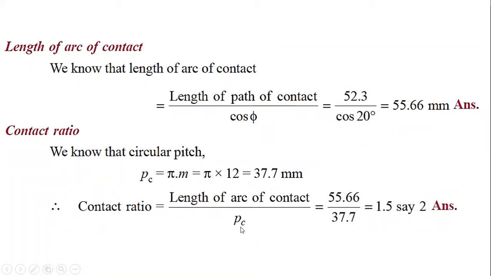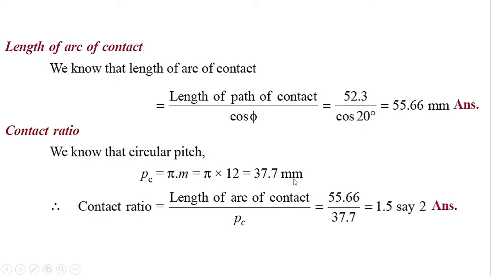Okay, pitch circle diameter or circular pitch. Here PC equals pi times m, where m is the module. The module is already given, so we directly apply the value into this formula. We will get the circular pitch value.